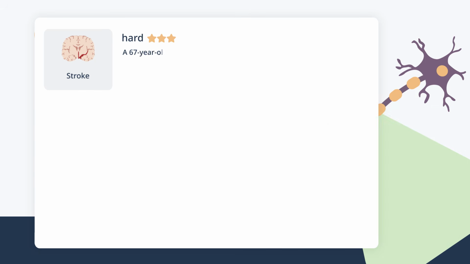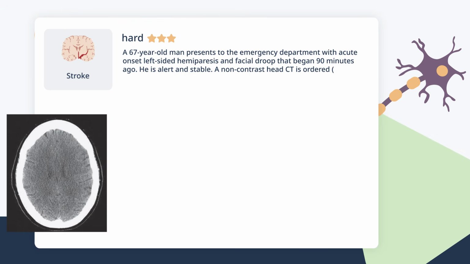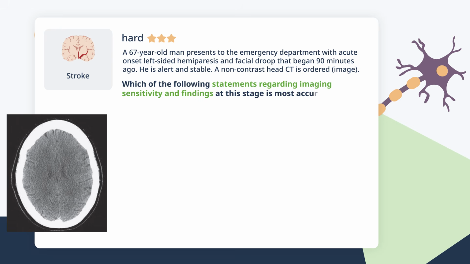A 67-year-old man presents to the emergency department with acute onset left-sided hemiparesis and facial droop that began 90 minutes ago. He is alert and stable. A non-contrast head CT is ordered. Which of the following statements regarding imaging, sensitivity, and findings at this stage is most accurate?